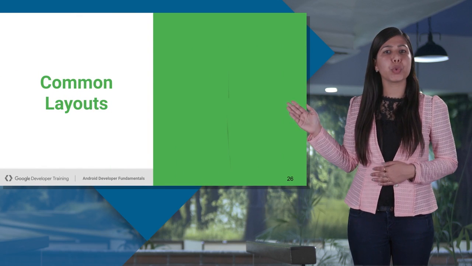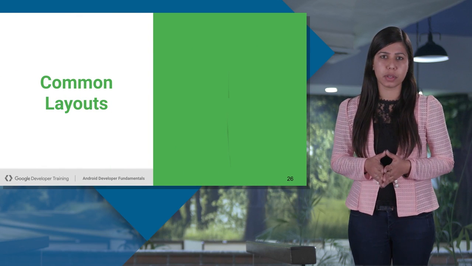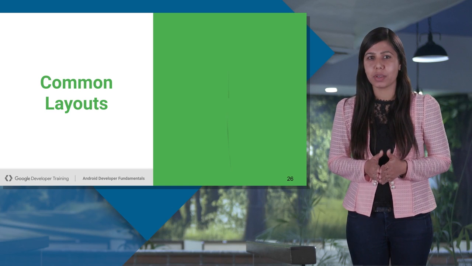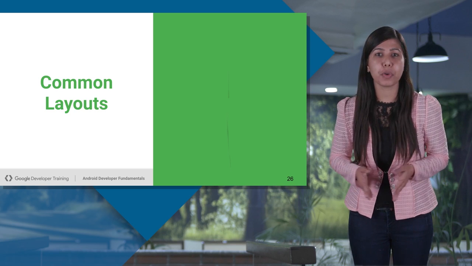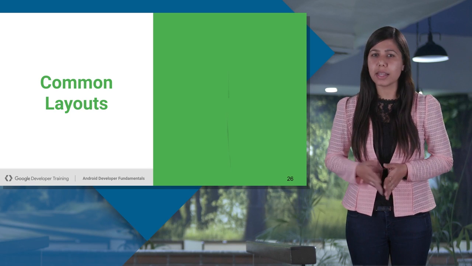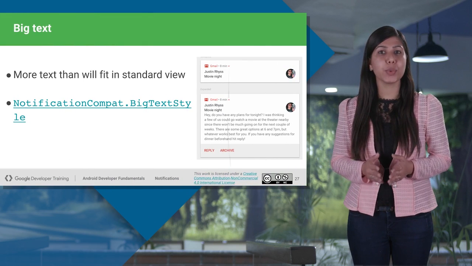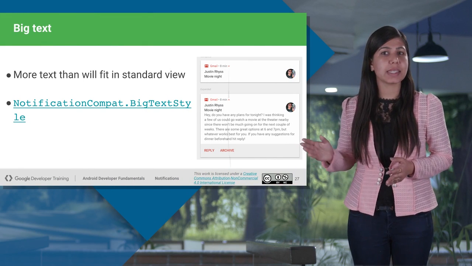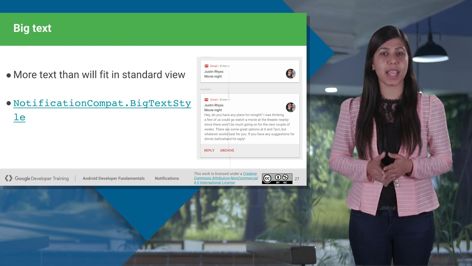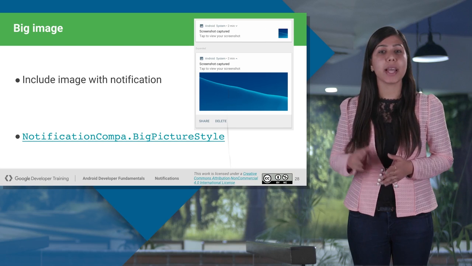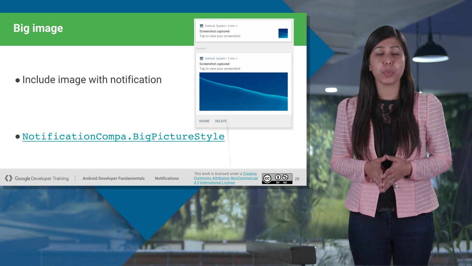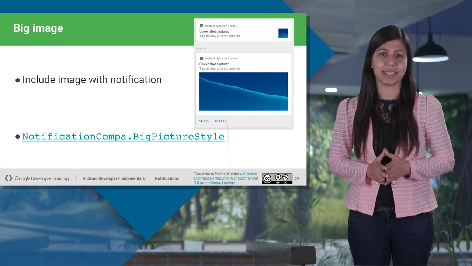Now, we will go through with some of the common layouts. So if you don't like the default layout, you can build one of your own. So you can change the default style of notifications by putting large text or images. Let's look at them now. To include more text that will fit in the standard view, you can do it with NotificationCompat's big text style. And to add a big picture within the notification UI, include image with setting big picture style.